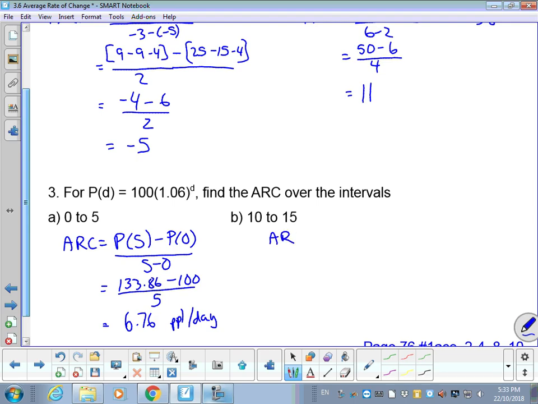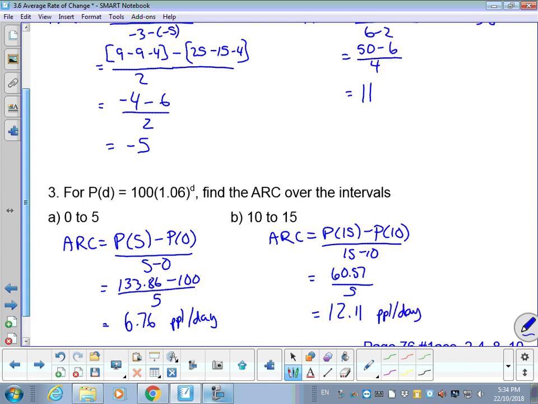And so here, if we look at the average rate of change, P of 15 minus P of 10 over 15 minus 10, that's dividing by 5. This time I just plugged it all in because you're getting decimals on both of them, and I don't want to have to write something down and round it off and then write down the next one. So I just plugged in the whole thing, first of all with a d of 15, then a d of 10, hit equals, and got 60.57 with a whole bunch more decimal places, and dividing that, we're getting 12.11. So if this was people per day, that means over the 10th to 15th day, the population is growing faster. We're getting 12 people per day as opposed to 6 people per day, or almost 7 people per day.